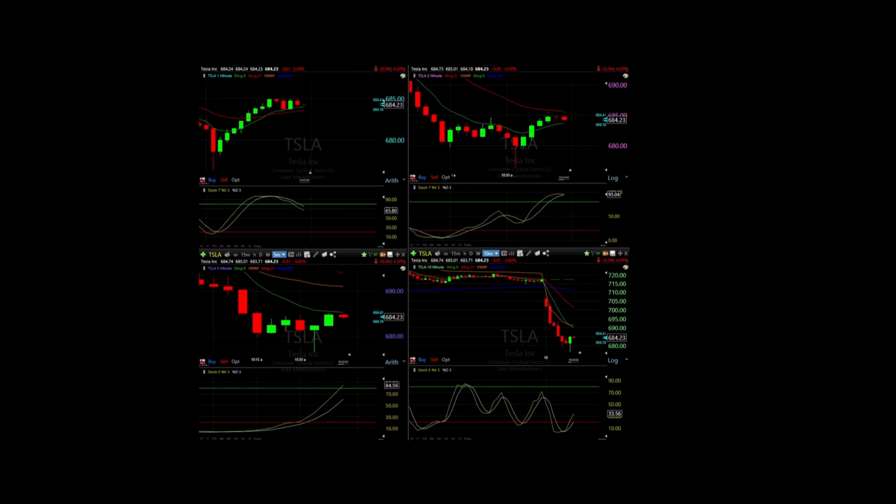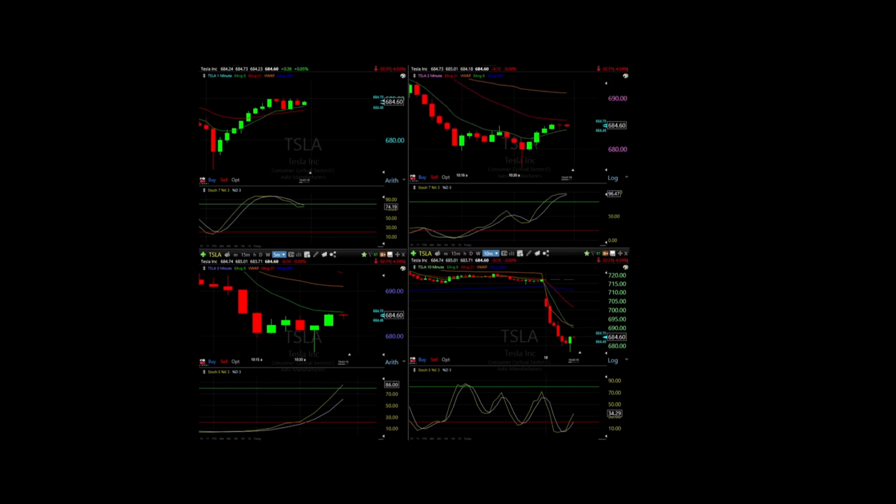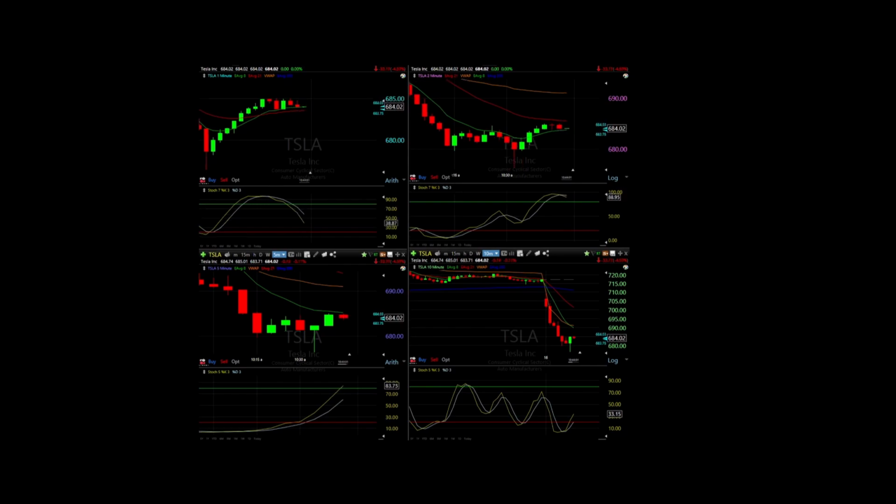Now we're seeing the 2-minute starting to cross. We're seeing the 1-minute starting to cross. The 5-minute is a little bit higher. I think it could go short here. I'm kind of itching to jump in it, but I don't.